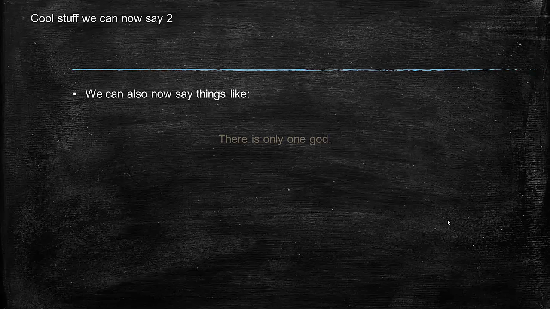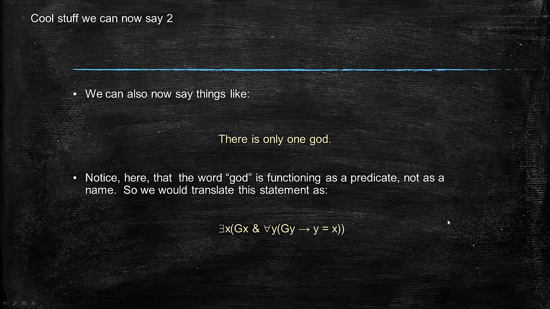Now we can also say things like this. There is only one God. Now you might pause and see if you can figure out how this would be said. There is only one God. And notice here that the word God is functioning not as a name, but as a predicate. So when we say God exists, we're using God as a name. Here we're talking about godness, right? To be a God. So there's only one God. It's a different kind of statement. It's a property that we're predicating of things, but we still need identity to do it.